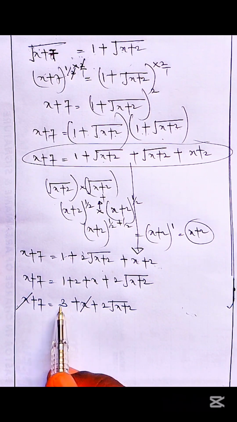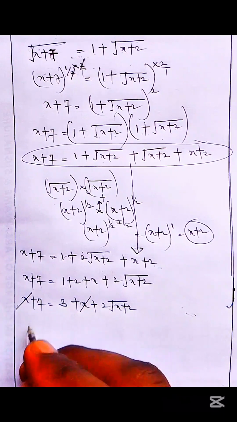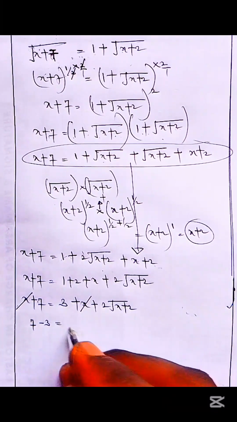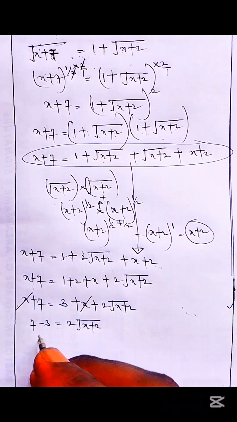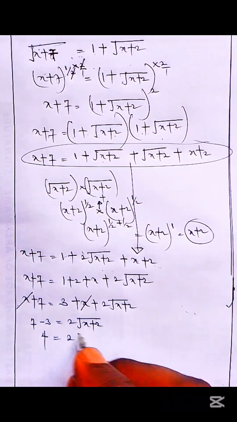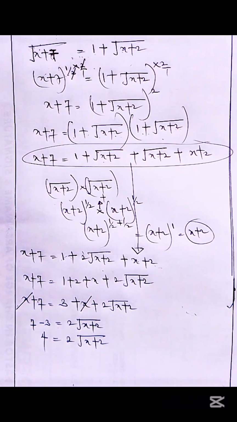So the next thing we do, we can send this 3 to the side. That will be 7 minus 3 equals 2 root s plus 2. So 7 minus 3 will give us 4. Just 4 equals 2 root s plus 2. So what do we do next?